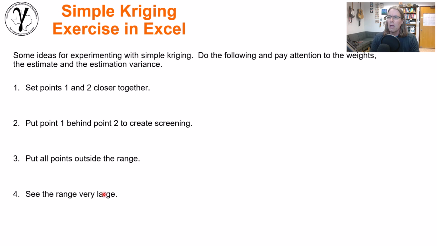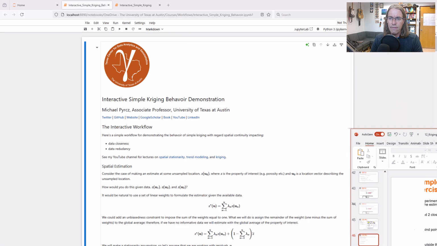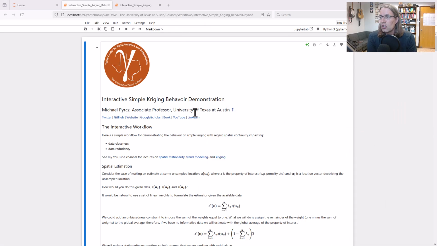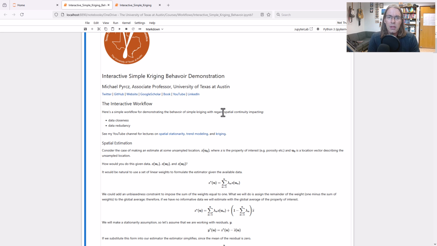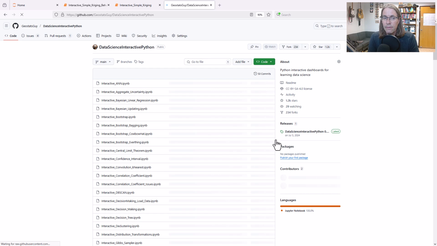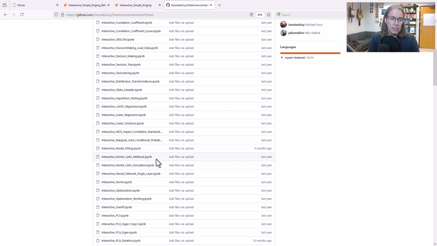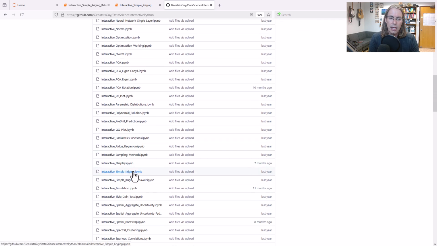Okay, so let's go ahead. I want to demonstrate some of these concepts in Kriging right now. So what I have for you is a couple of interactivities to walk through. The first interactivity is right here, and you can load this up. In fact, this is called Interactive Simple Kriging Behavior, and it's available on my GitHub account if you want to check it out. Let me go ahead, open up my GitHub account here, my interactive repository called Data Science Interactive Python, and if you go down here, you're going to see Interactive Simple Kriging and Simple Kriging Behavior. Those are the two workflows I'm going to look at.